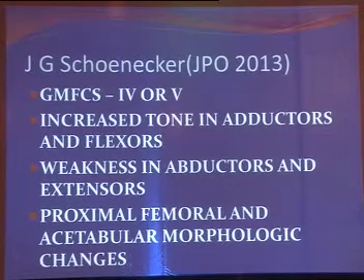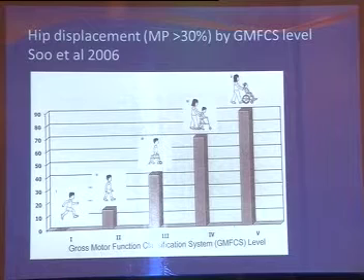In a recent paper, Sunekar studied this: hip dislocation is found in GMFCS 4 or 5, and in these cases they have found there is always increased tone of the adductors and flexors, weakness of the abductors and extensors, and changes in the proximal femoral and acetabular morphology. So all these have been combined now, and it has been found in a recent paper that hip dislocation occurs due to these following criteria. Again, in 2006 it was studied by Su et al.